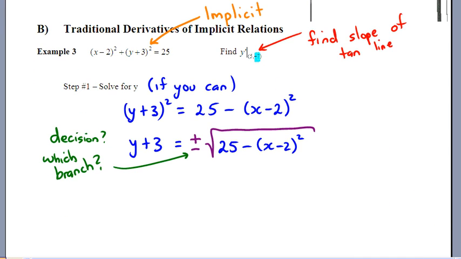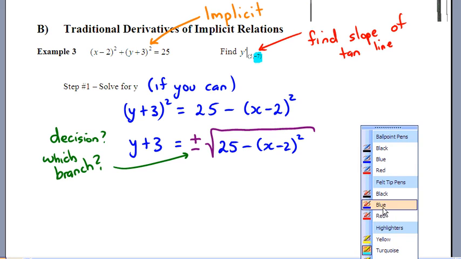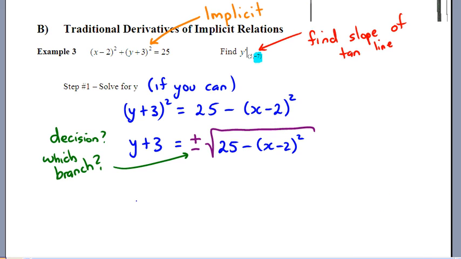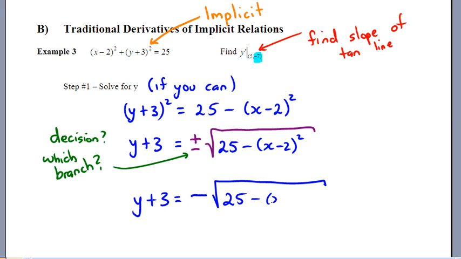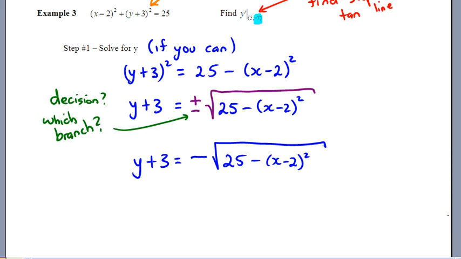oh yeah, look where we're going to be working, then you have to go and make this choice to pick the negative version. So you would say y plus 3 is equal to the negative choice, right? If that's the branch you want, the root of 25 minus (x minus 2) squared. And you saw as I was putting it into my calculator, I actually moved the 3 and said negative 3.